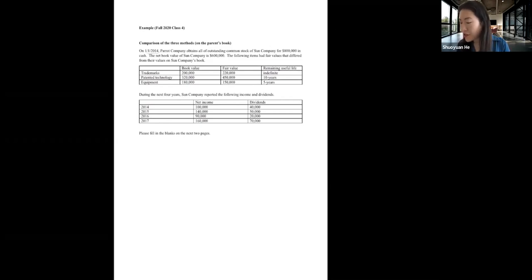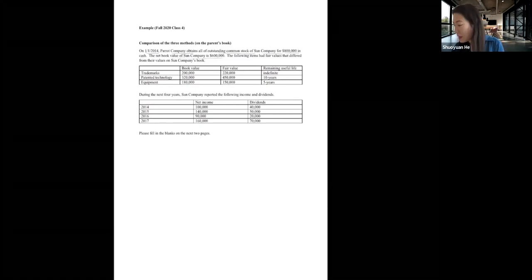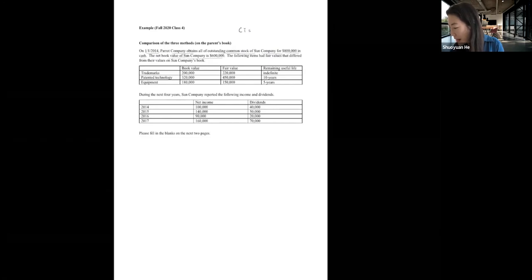So the problem is, on January 1st, 2014, parent company obtained all of the outstanding stock of Sun Company for $800,000 in cash. The net book value of Sun Company is $600,000. So the consideration transferred is $800,000, and the book value is $600,000. So how much is the difference? The difference is $200,000, right? So this $200,000 is the excess payment.